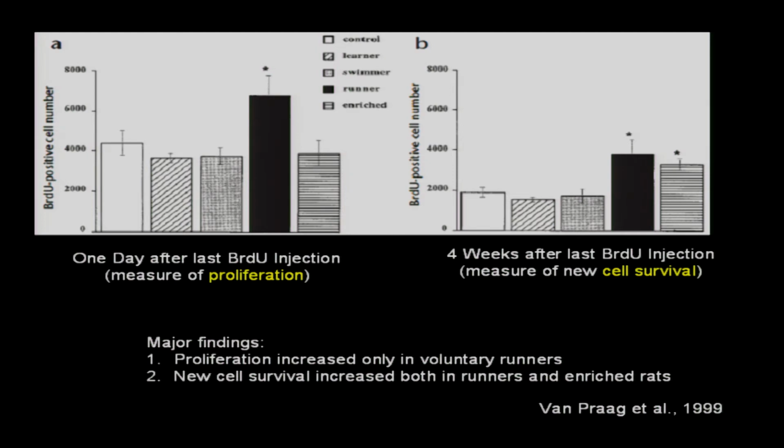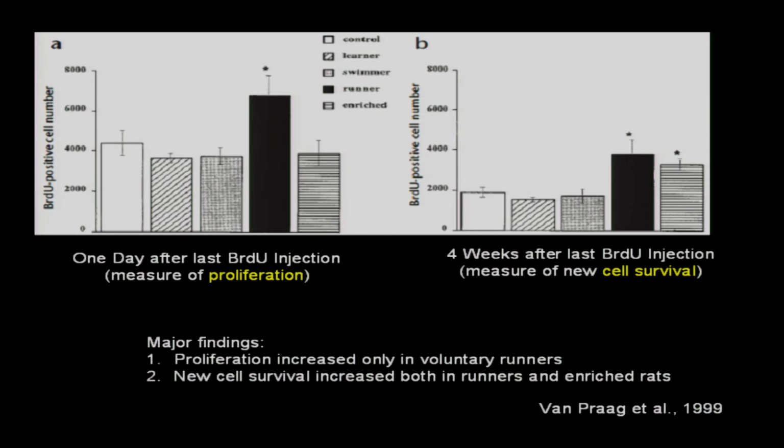We also got an increase of survival with the runner group, but the same level of survival was seen in the enriched group. So running is doing, essentially, for the long term, equivalent things to enrichment. So you don't need all the social interaction. All you need is a running wheel and voluntary access to this running wheel. And you get both increased proliferation, which might be doing something.